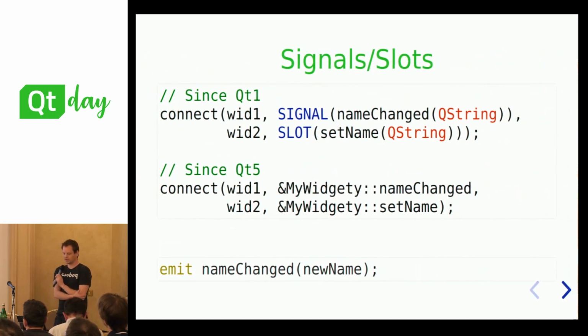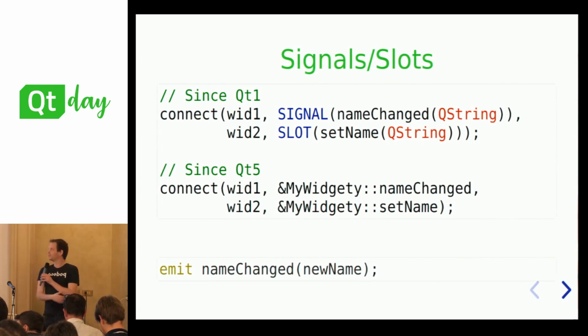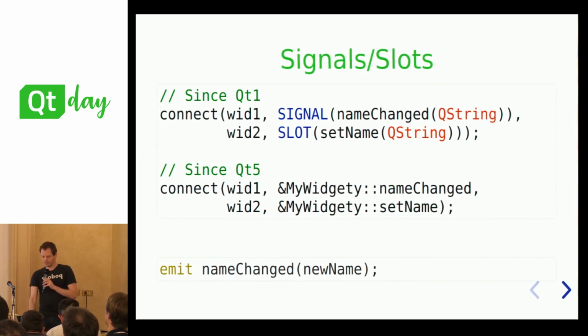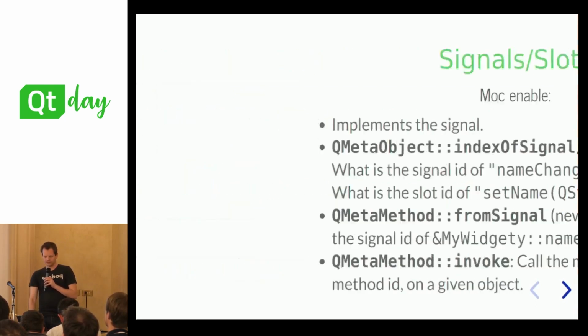So one of the most significant features of Qt, I would think, is the signals and slots. And already since Qt 1, and it's still working today, you can use this syntax with those macros, SIGNAL and SLOT, which actually will convert their arguments into strings. And so you can emit the signal, and it will call the slot. And since Qt 5 now, there is a new syntax with function pointers. But why do we need moc for that?